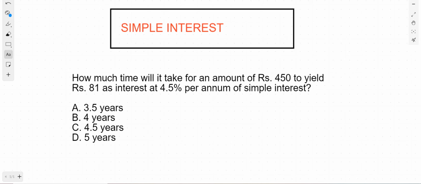This is the homework problem for you guys. Leave the answer of the homework problem in the comment section. The question is, how much time will it take for an amount of rupees 450 to yield 81 as interest at 4.5% per annum of simple interest? You have 4 options. Do the question and leave your answer in the comment section.